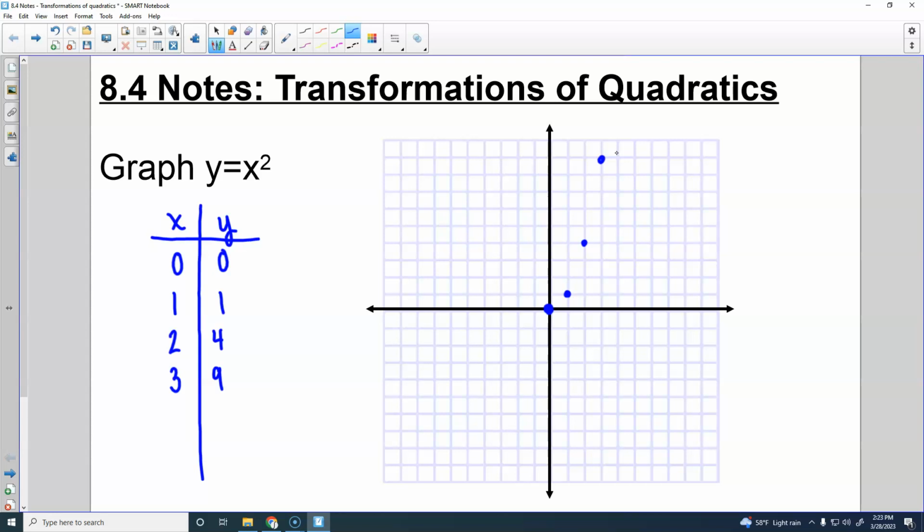I need to plug in some negative values. What do I get if I plug in negative 1? Positive 1. Negative 1 squared. Yep. So negative 2 is going to be positive 4. That'll be this point right here. And negative 3 is going to be positive 9. So that gives us these points right here for this graph.